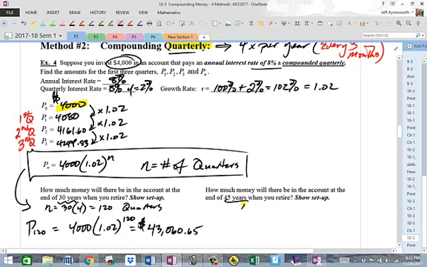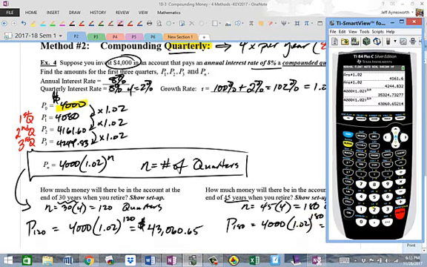Now in 45 years, let me see. Each year has 4 quarters. 45 times 4 is 180, so there's 180 quarters there. So we got to find P sub 180. So that's found by taking 4,000 times our growth rate to the 180th power. So let's do that. So 4,000 times 1.02, raised to the 180th power.